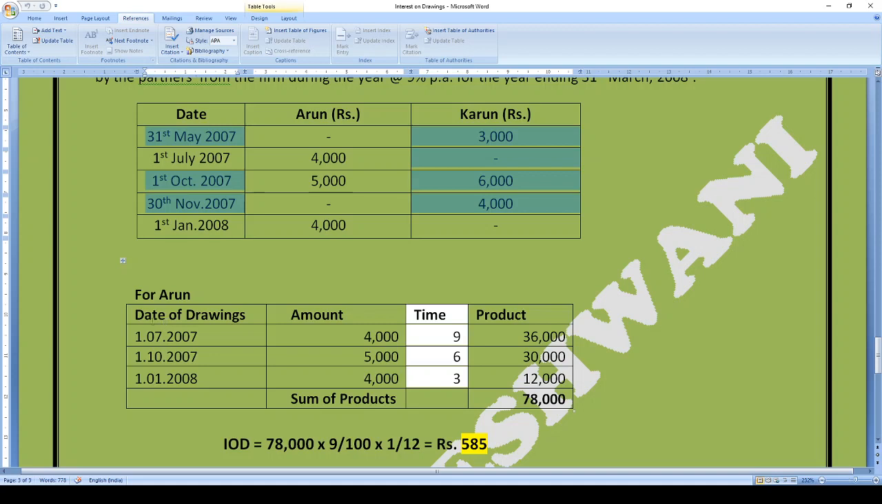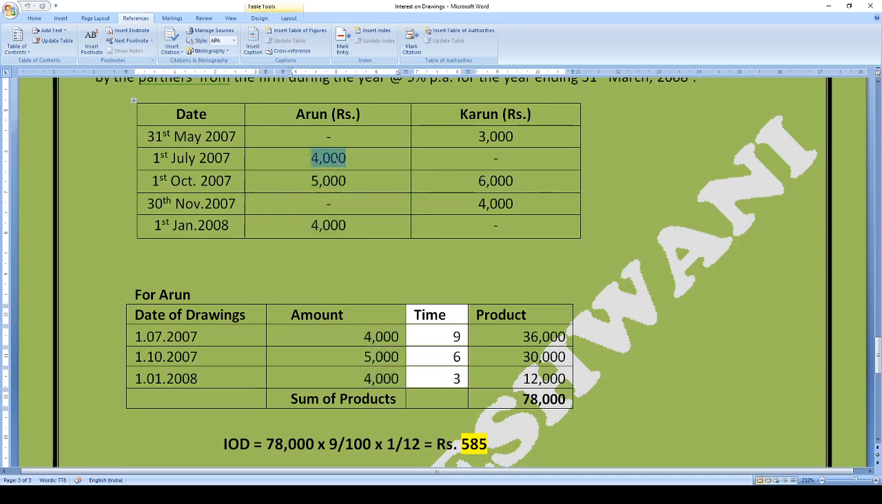So for Arun, we have mentioned these columns: date of drawing, amount, time and product. I have put the time in a simple column, that is white column. Why is it so? To highlight that the time element you have to consider is 9, 6 and 3. Now how have 9, 6 and 3 been calculated? Let us see that Arun had withdrawn rupees 4,000, 5,000 and 4,000. We have written these amounts here.